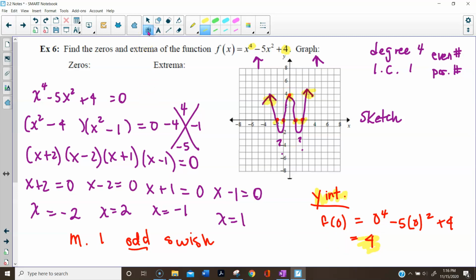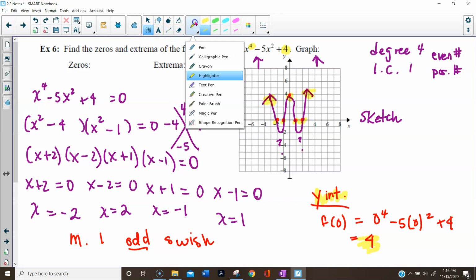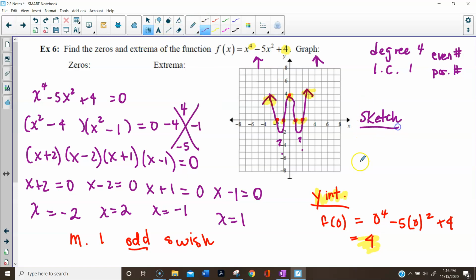All right, so just to review one more time, what's important when you're doing a sketch? Number one, it's important that you find the zeros and their multiplicity. Multiplicity tells me swish or bounce. All right, again, odd is a swish. The second thing that's important to me is that you have the y-intercept. And how you find the y-intercept is you simply plug in 0 for x, and find y. So the y-intercept is 4.